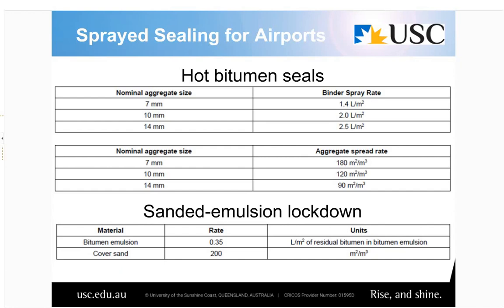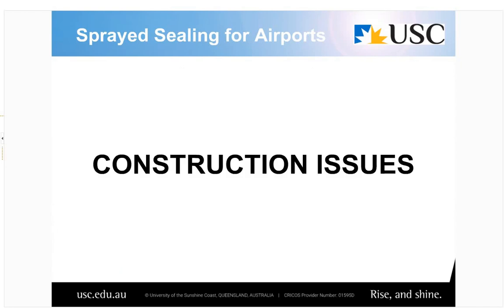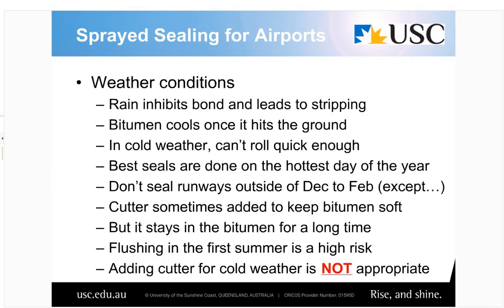Moving from the design process into the construction process, weather conditions are so critical to spray sealing, particularly runways, that we can't overestimate or overemphasise these things enough. Rain inhibits the bond between the bitumen film and the stones, and will lead to all the stones stripping off, or a high risk of that occurring. So that's an important thing: nobody can successfully spray seal pavements in the rain.